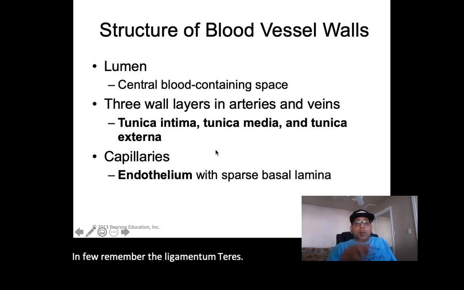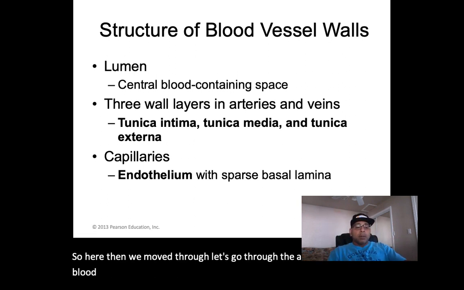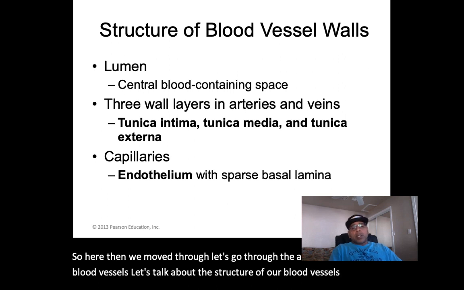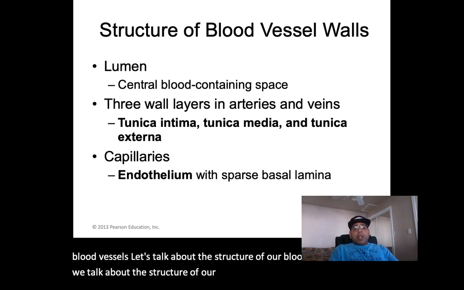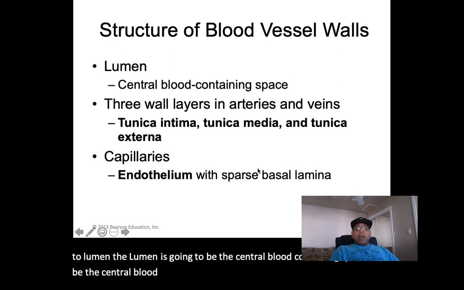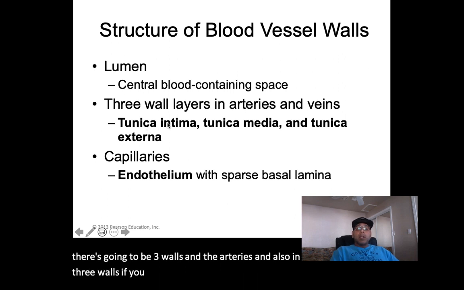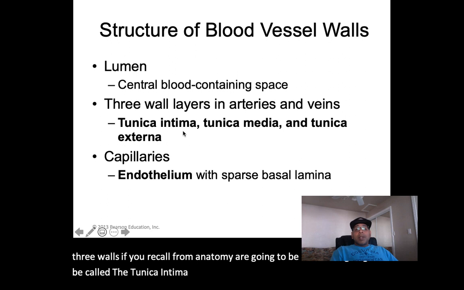So here, let's go through the actual structure of our blood vessels. Blood vessels have a lumen. The lumen is the central blood-containing space. You can see there are three walls in the arteries and also in the veins. Those three walls, if you recall from anatomy, are called the tunica intima, tunica media, and tunica externa, basically three different layers.